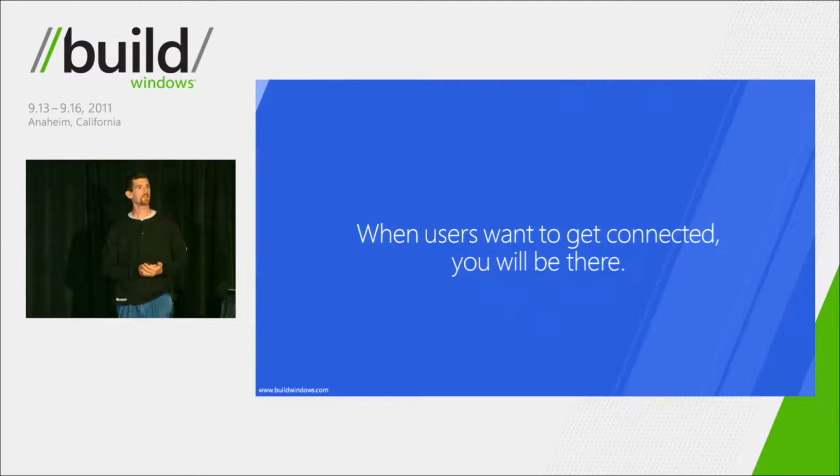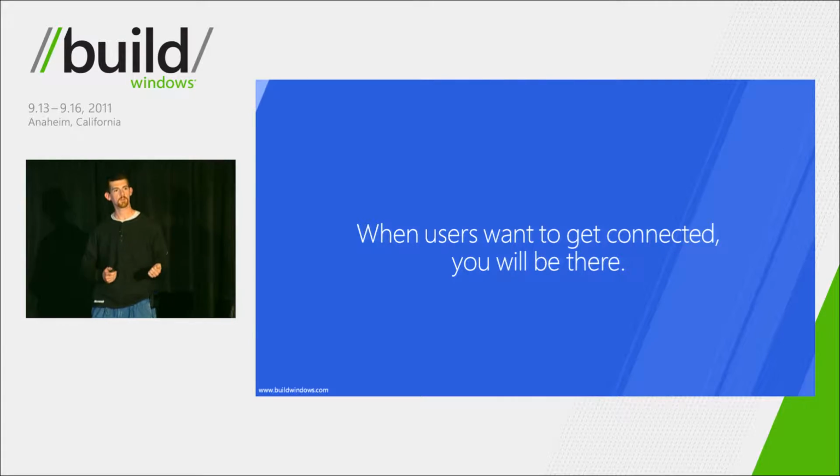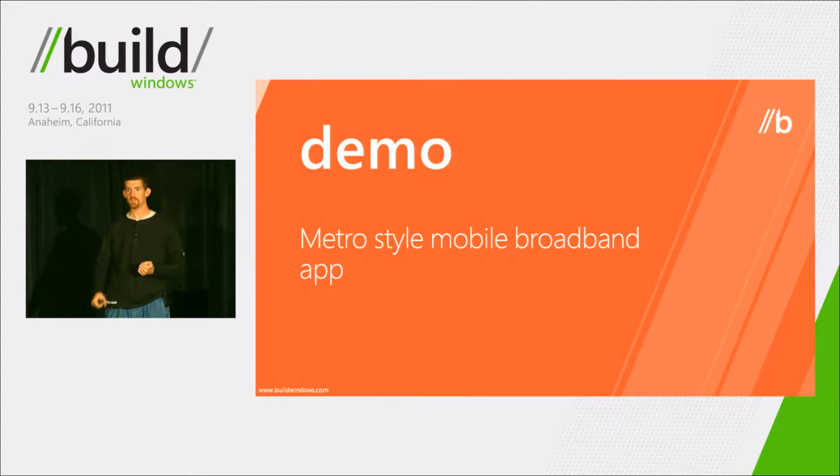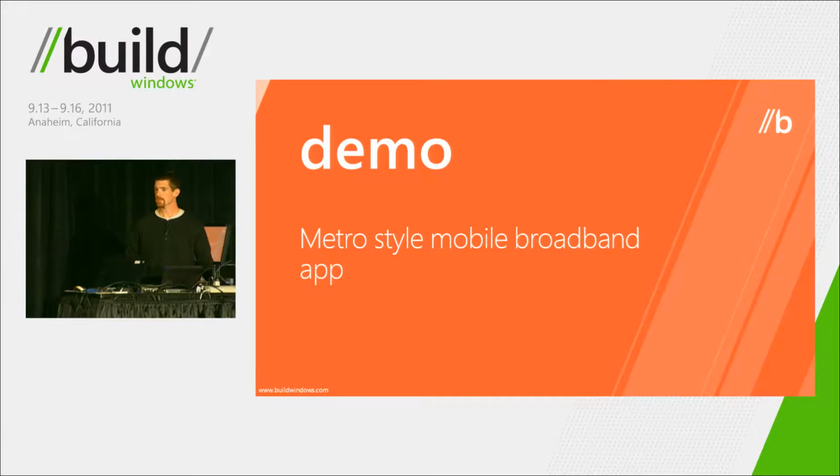When you provide all those things, what gets enabled is that when users want to get connected, you'll be there. The mobile operator has the chance to interact with the user and to offer their service as an option when the user wants to get online. And to give an example of what that looks like in Windows 8, we're going to have Chris Jones from Vodafone come up and show us the app that they have built.